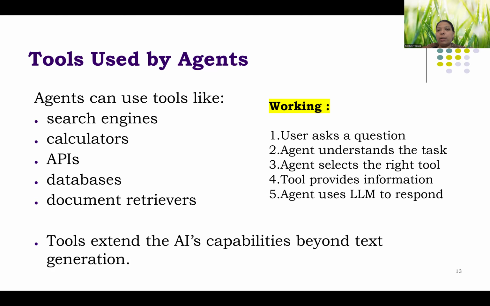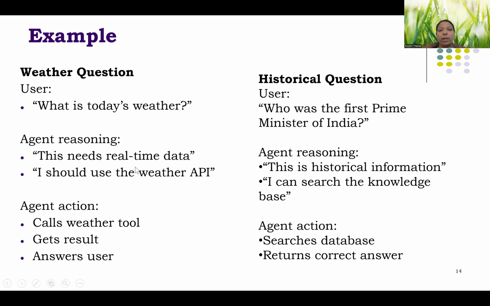So here is what I told you already, right? If the question is what is today's weather, it will understand, okay, it needs real-time data, it needs a weather API to get the answer. When I ask who was the first Prime Minister of India, it should know to go and check the historical data, the knowledge base, and then respond back.